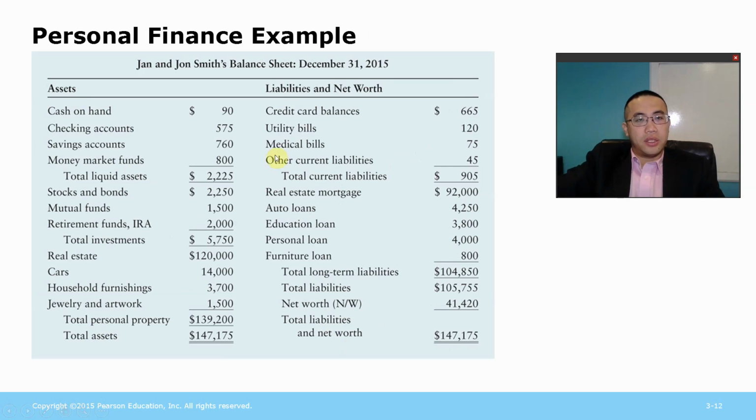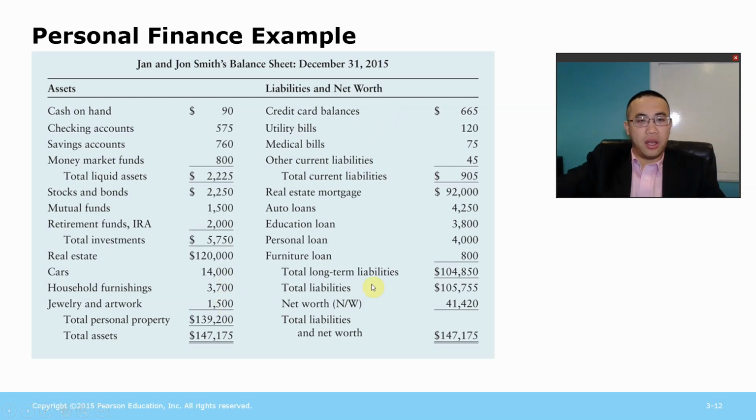And here is a brief view of a person, not a company. For personal finance, you have cash, you have a checking account, which includes your money in the bank, and also savings accounts and money market funds. So these are short-term investments. You also have stocks and bonds, mutual funds, and all types of long-term investment. And you also have real estate, which is your house, your cars, your furniture, jewelry, and stuff.